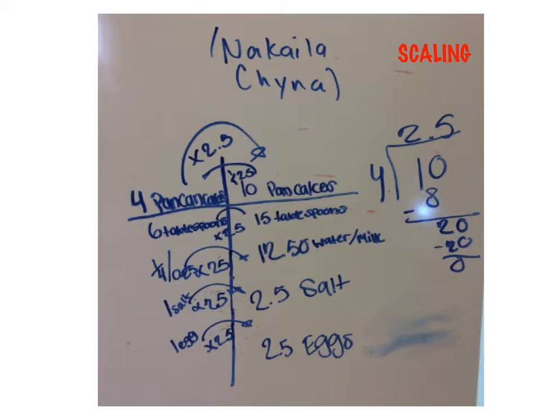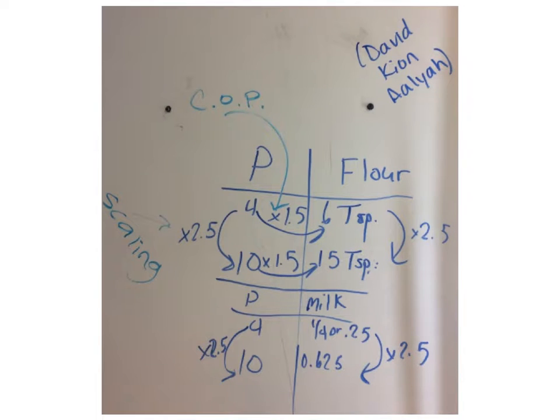And then last, we have a combination of scale factors and a constant of proportionality being used. And looking at this, as you go down the table, you see the scale factor. This is like Nikayla and China's scale factor times 2.5. But looking across this table, you can see that David, Keon, and Aaliyah did something a little bit different than Rodney and Nikayla and China did. They looked at the relationship between pancakes and flour, or pancakes and milk, in the bottom of the table.